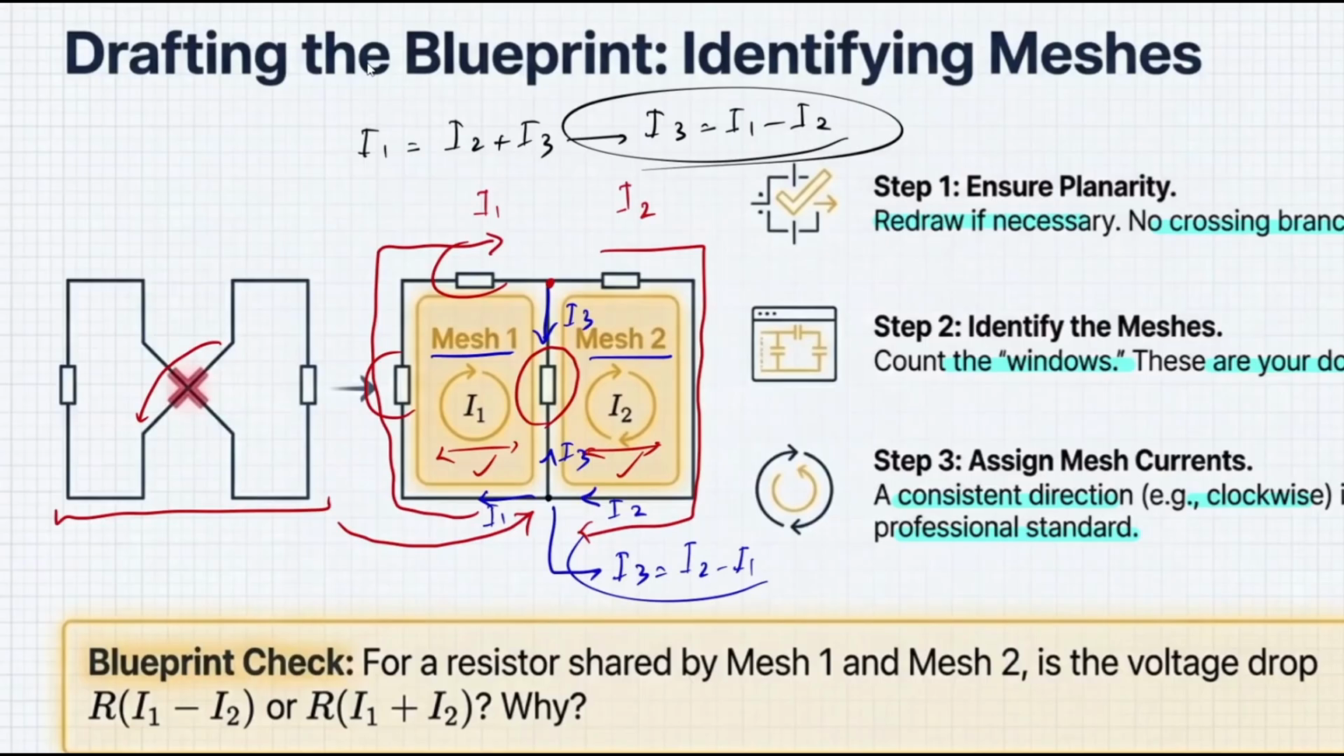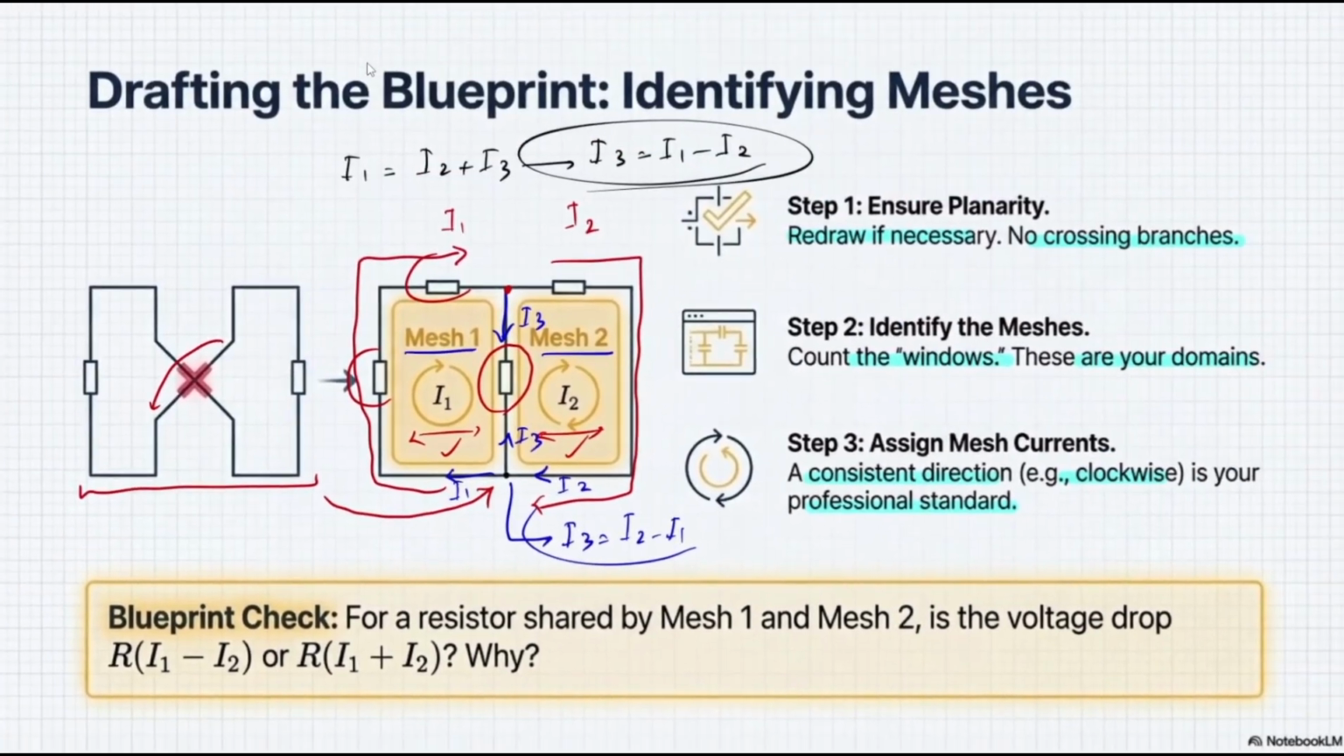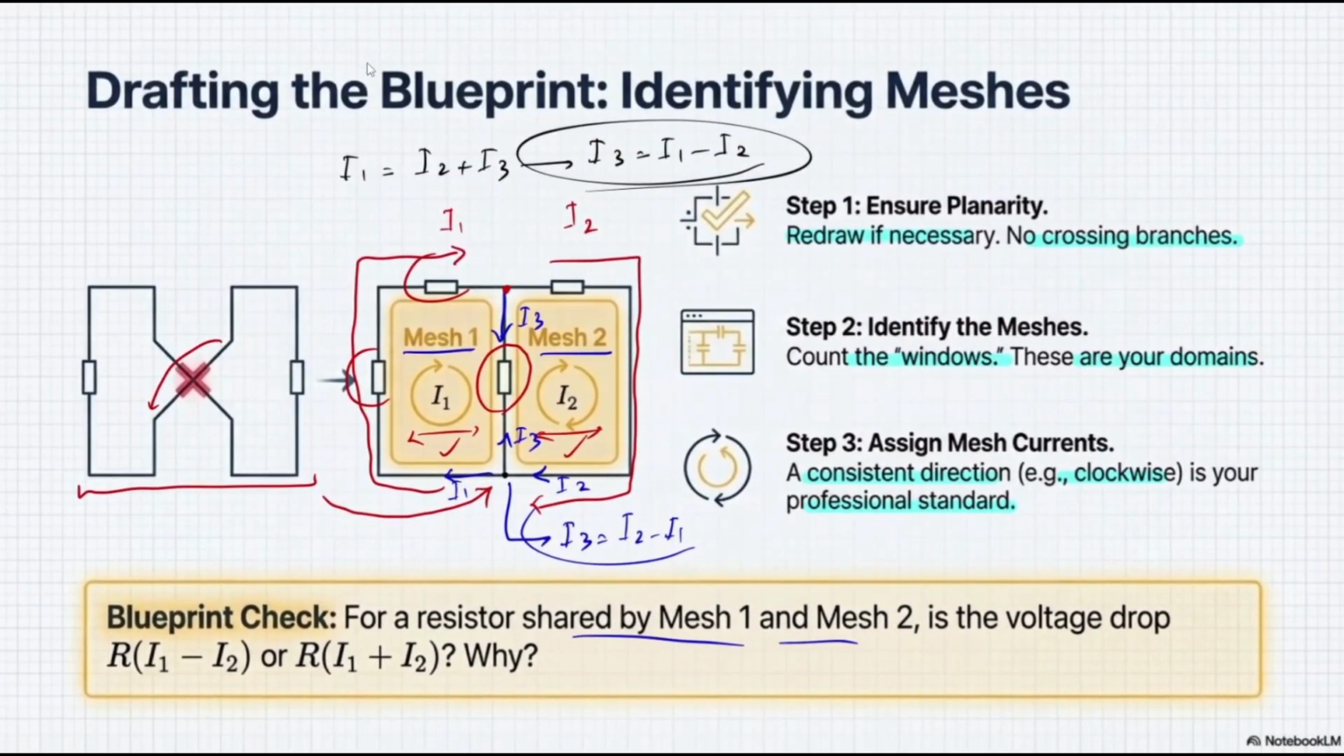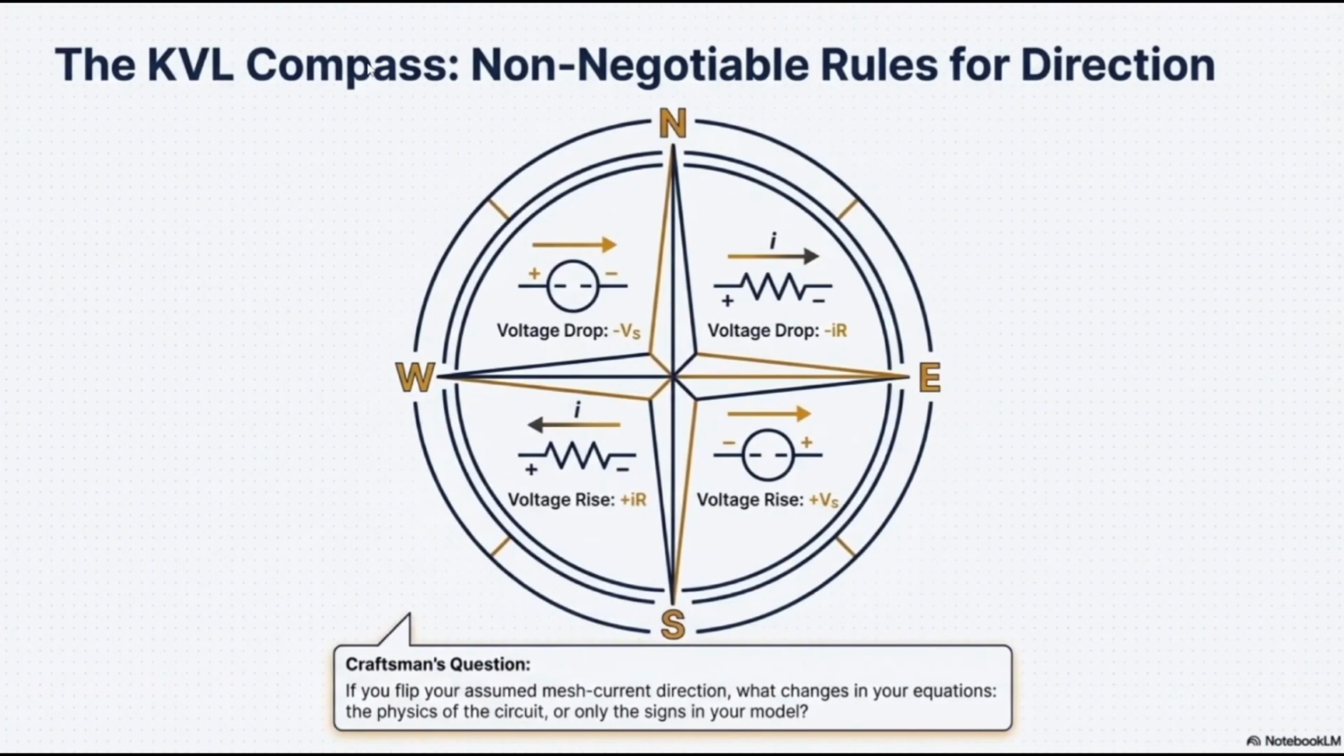By having these two, you have two equations and two unknowns. By having these two equations, you can finally find I1 and I2, and considering I3 from different perspectives is going to help you solve that. So as you can see over here, for a resistor shared by mesh 1 and mesh 2, the voltage drop is going to be R times (I1 minus I2), or R times (I1 plus I2). Since the currents should be subtracted from this perspective, we are going to choose this answer. So let's talk about the non-negotiable rule for direction.